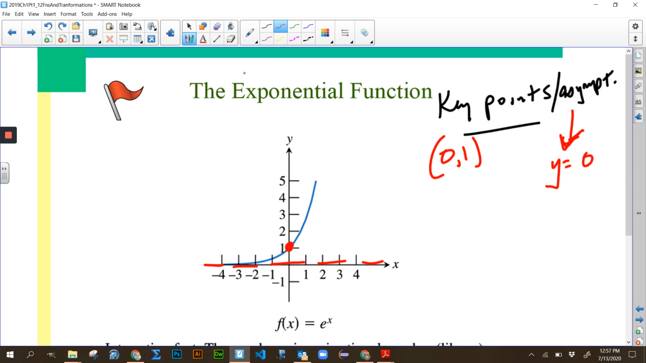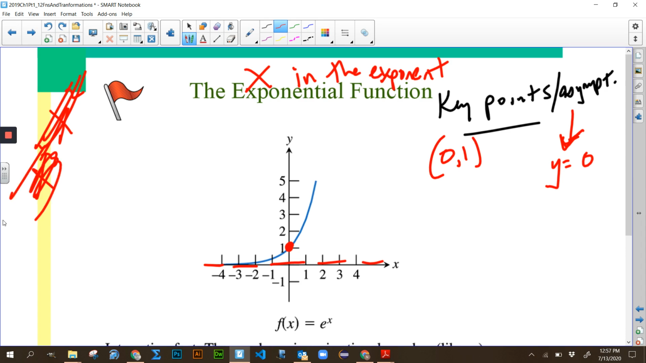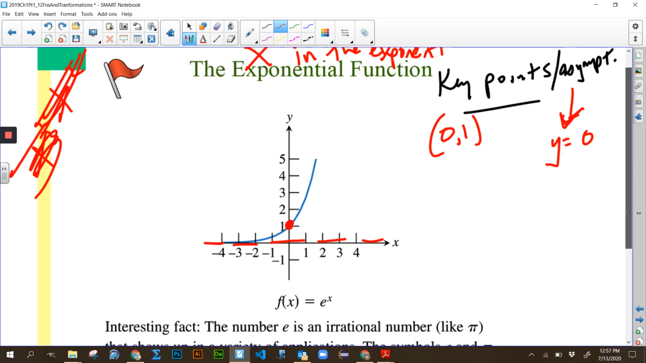One thing about exponentials: x is in the exponent. Some kids see x squared and think it's an exponential, and it's not. There's no x in the exponent. X to the third, that's not exponential. That's a cubic. So exponentials always have an x in the exponent. All right, so go ahead and fill in the properties. Pause the video and come back.